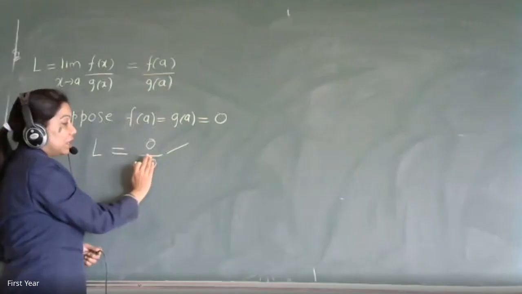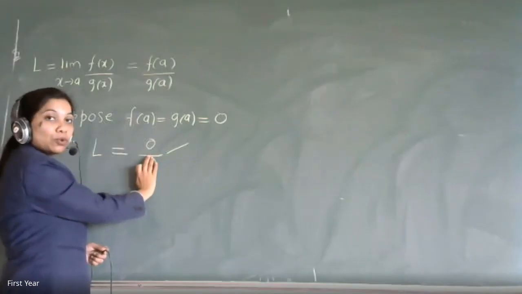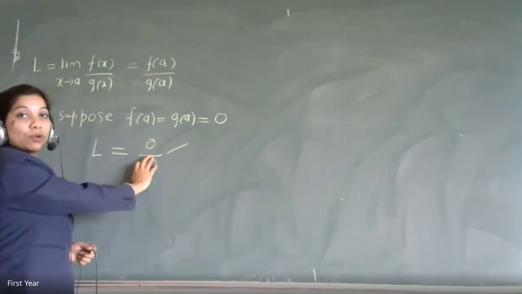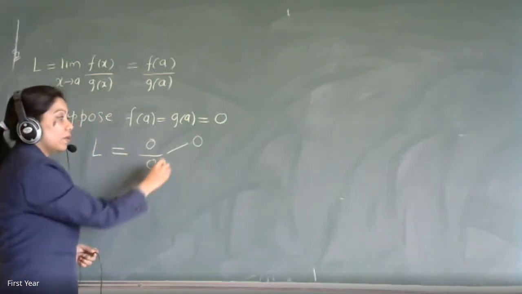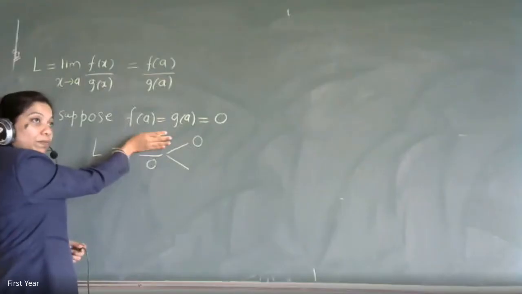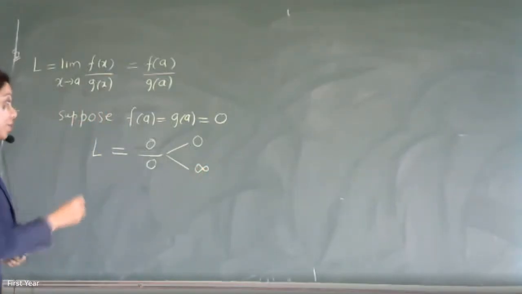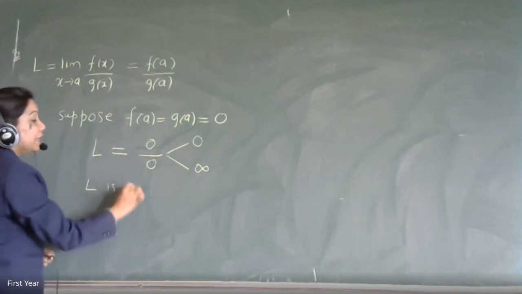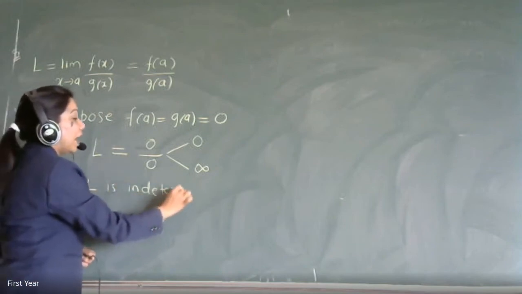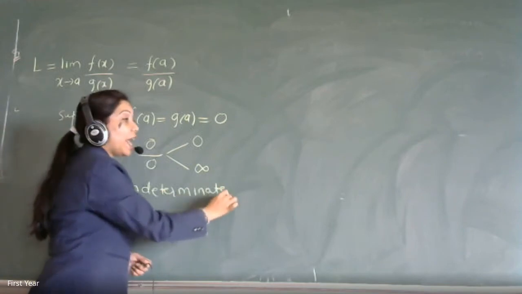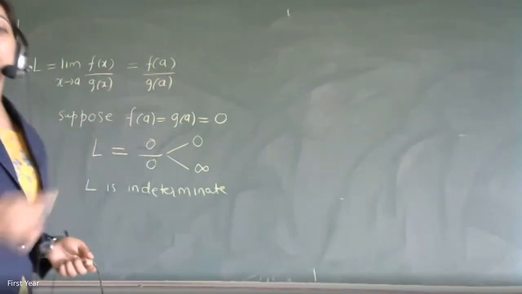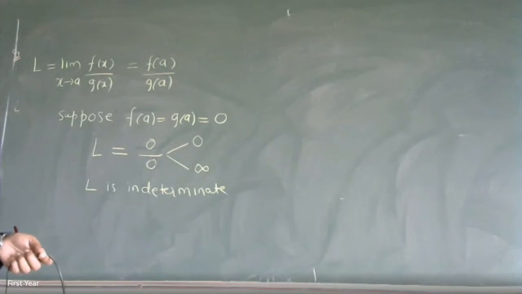One answer is 0. If we talk about the denominator, 0 by anything, what's the answer of 0 by anything? It is 0, no? Anything by 0? Infinity. Undefined. That means it is nothing more than 1 value. Therefore, it is indeterminate. I cannot determine what is the exact value or exact answer of this limit. That's why it is called indeterminate form of the function, limit as x tends to a of f of x by g of x. Okay?